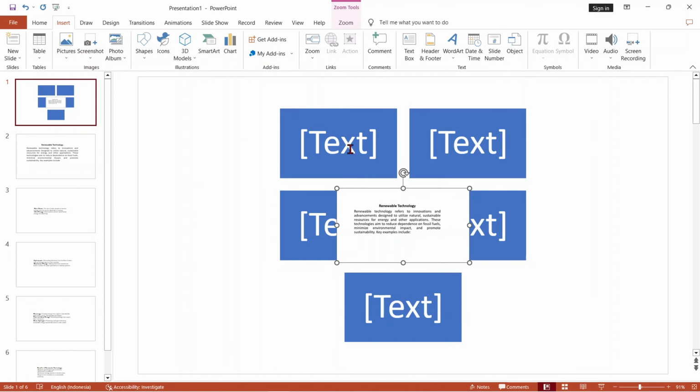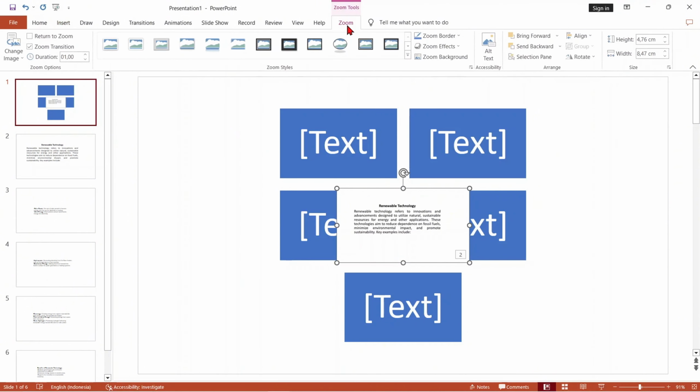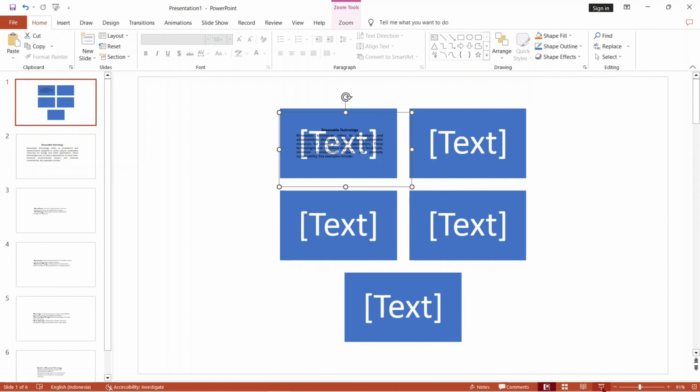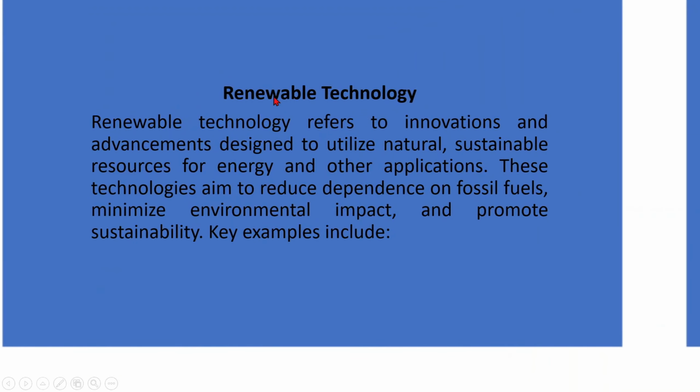Delete the background from the text by entering the Zoom menu. Select Zoom Background to delete the background. Now here it has been deleted. Then move the text into the box. Next we can run the PowerPoint. Now here the zoom can run.